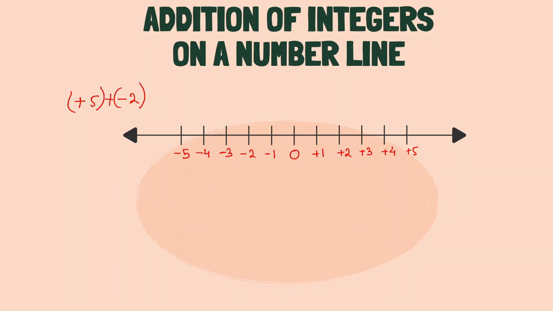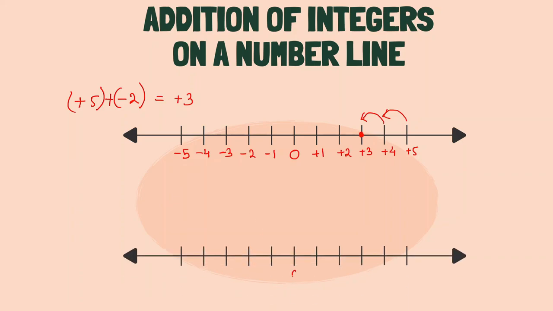So what happens here? Here I have taken a negative integer. So I will start from the point plus 5 and move 2 steps towards the left. This is one step, this is another step. So where am I coming? I am coming at plus 3. So this is the answer of the problem. Plus 5 plus minus 2 is equal to plus 3. Now take another example where we will add a positive integer.